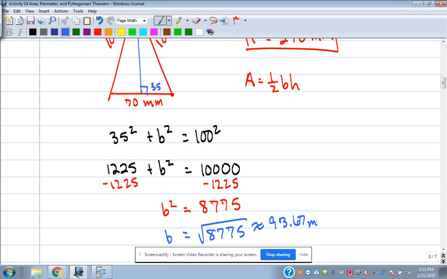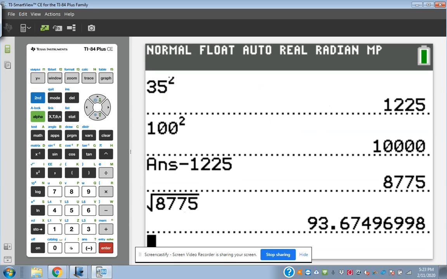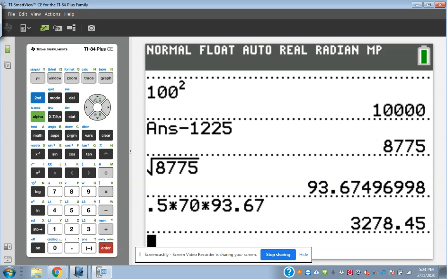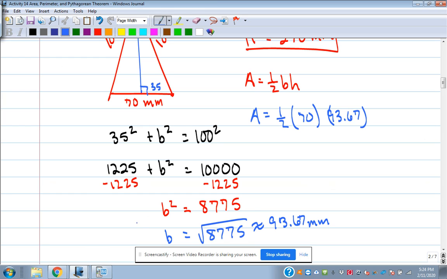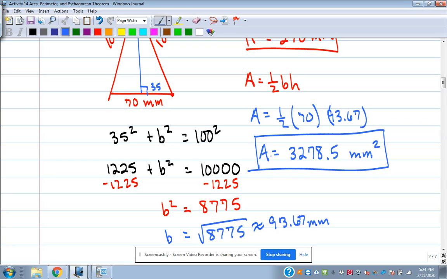So that's millimeters. So the area, 1/2. The base length is 70, and the height is 93.67. So 0.5 times 70 times 93.67. Go 1 decimal place, so 3278.5. And it's square millimeters here.